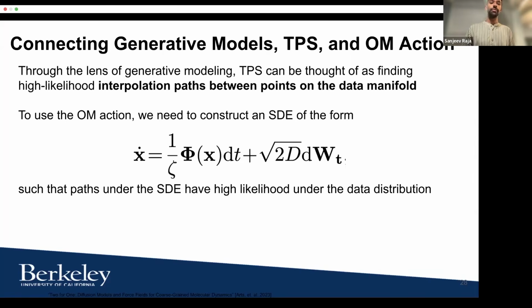So the idea is, if we want to use the OM action or these concepts from transition path sampling, we need to construct an SDE of the form that I described before that has something to do with the generative model. So far, this equation here has no connection to a generative model, but we want to formulate a connection such that paths under this SDE would have high likelihood under the data distribution.